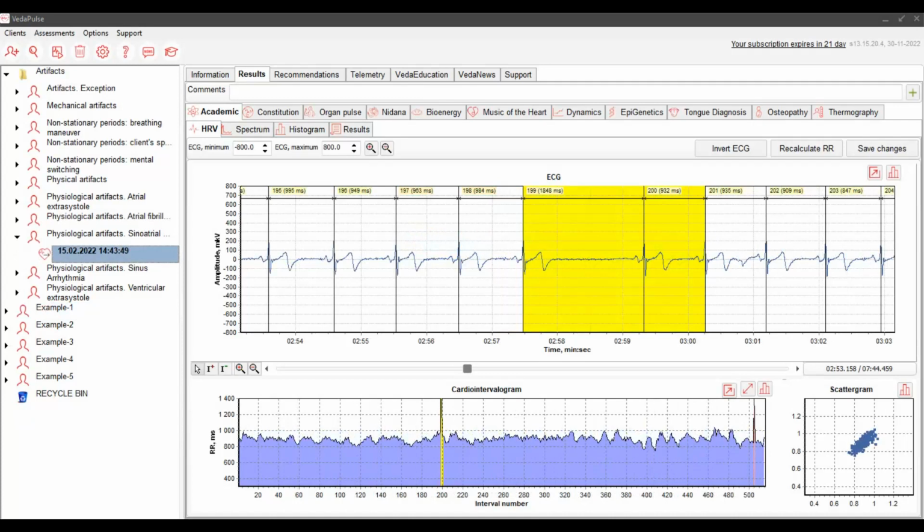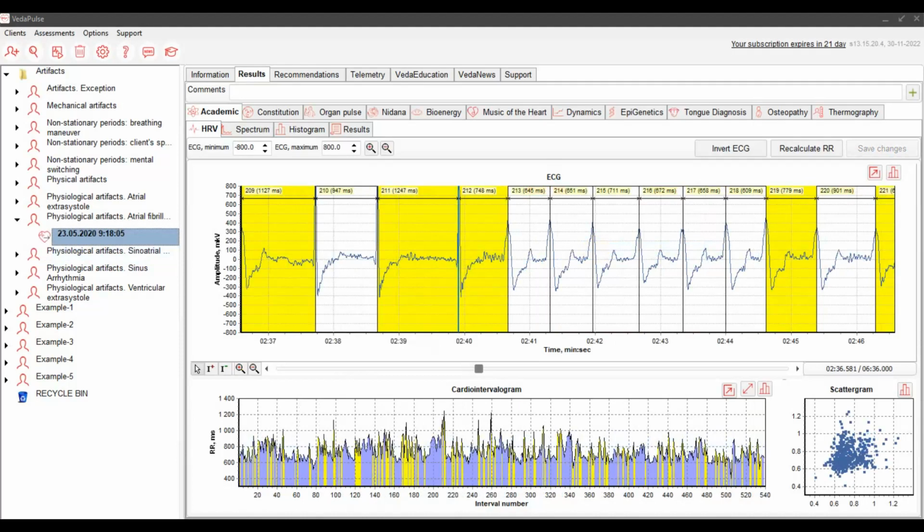This is a slowdown in the conduction of the impulse from the sinus node to the atria, which leads to delayed contractions of the atria and ventricles. The criterion for sinoatrial block on the electrocardiogram is an extended RR interval that exceeds the previous one in duration by 1.5 times or more. If you see a sinoatrial block on the ECG graph, it must be excluded from processing.